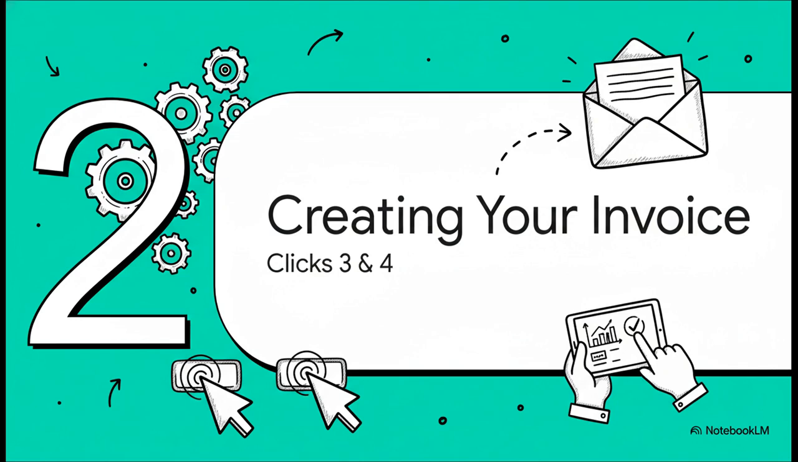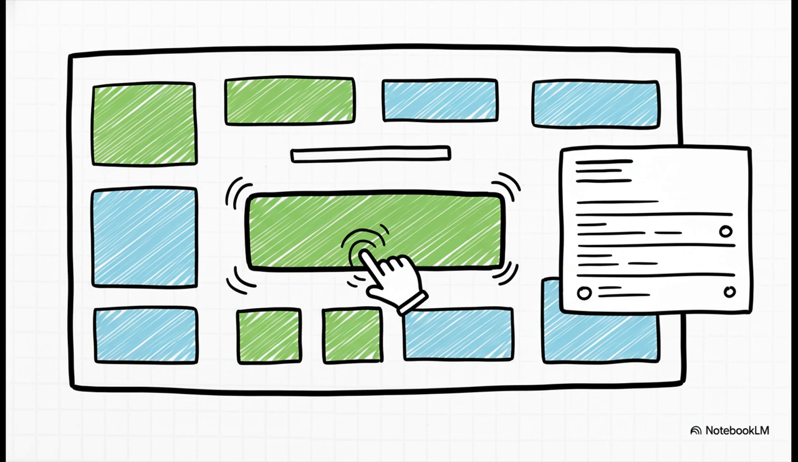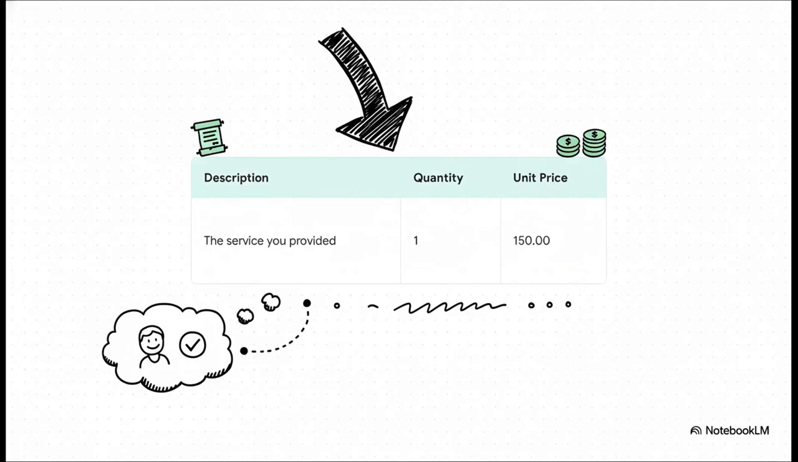Now let's get to the fun part, actually creating the invoice. This is where clicks 3 and 4 come into play. Click number 3 is probably the easiest of them all. You just hit that big green New Invoice button. Bam! The system pops open a brand new invoice and it's already got all your company details filled in. It's just sitting there waiting for you to add the specifics. From here, you're just filling in the blanks. You type in what you did, the quantity, and the price. You just pop the info into this simple little table, and that's it. You don't have to mess around with any weird formatting or formulas.